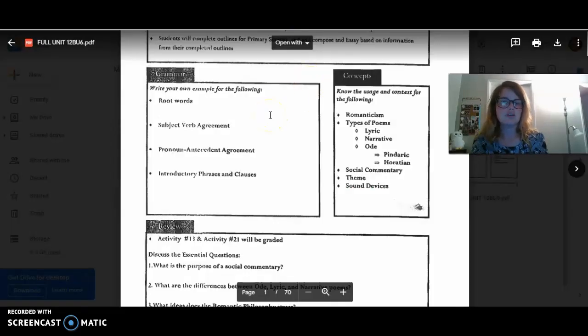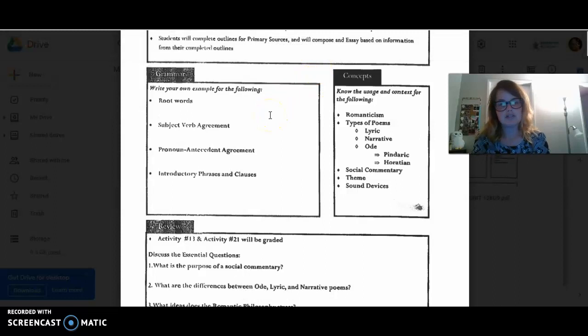There's concepts, so romanticism. It's not the lovey-dovey romanticism that we think of. It's more like being in love with nature. Types of poems, so lyrical poems, narrative poems, poems that tell a story. Odes, like Ode to the Grecian Urn, Pindaric and Horatian. Social commentary, so making comments on society as we know it, talking about if we agree with it or if we disagree with it. Most of the time, disagree.